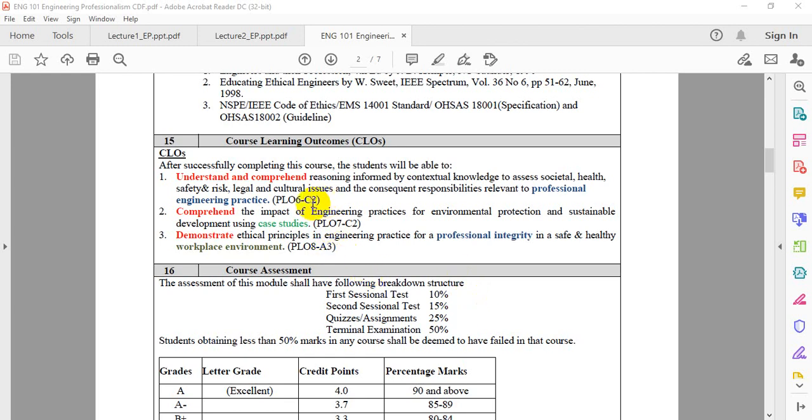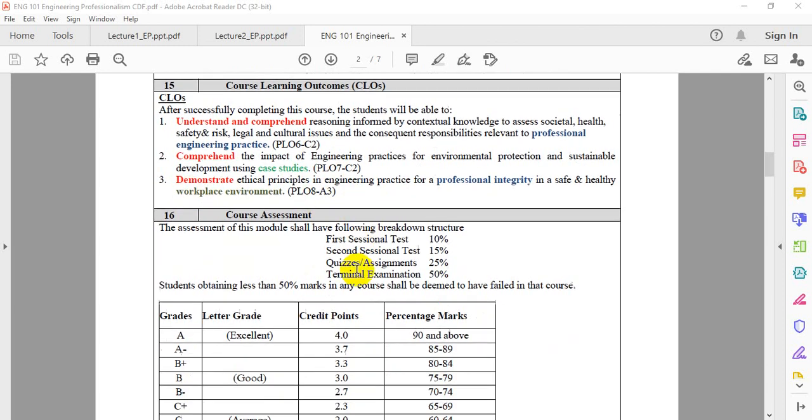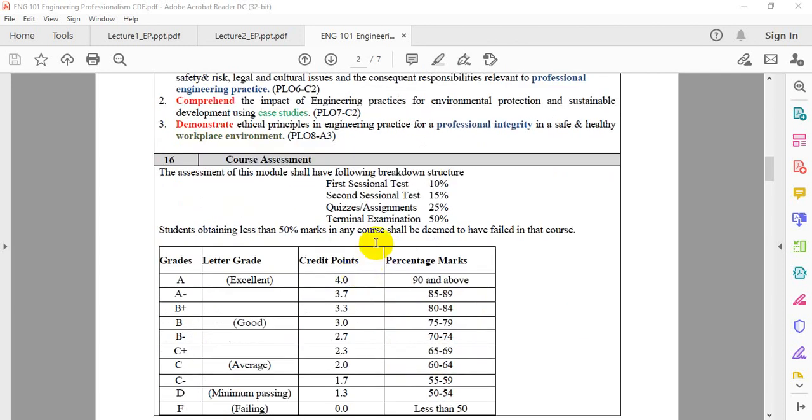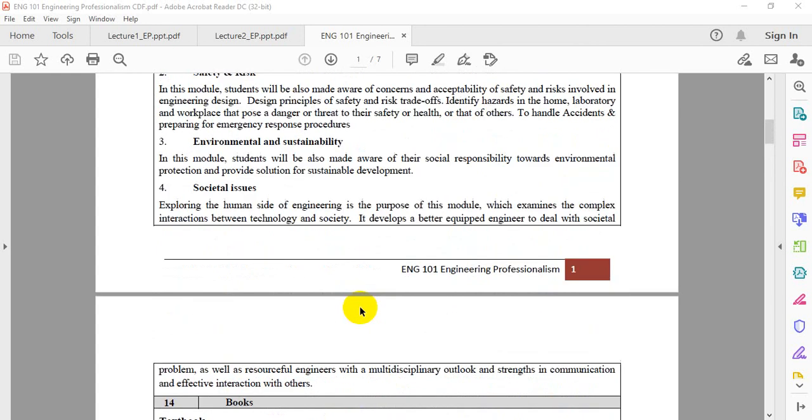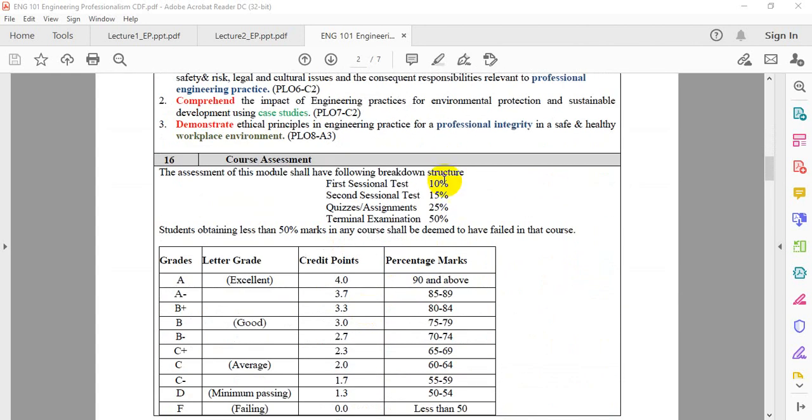Okay. So you can see the first two are C2, C2. A3, of course, is where you have to demonstrate. It's a psychomotor skill. So this third one is a demonstration, which is related to presentations or a small project. Okay, the course assessment, you all know: first sessional, second sessional, quiz, assignments. This is same as before, because there is no lab, so these are like 100% marks.